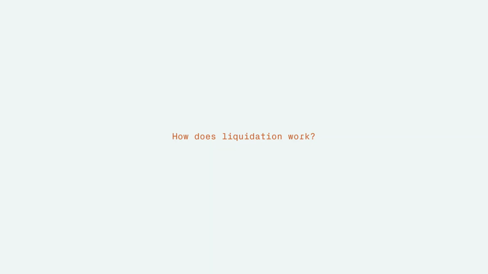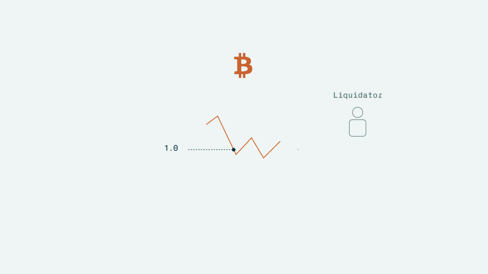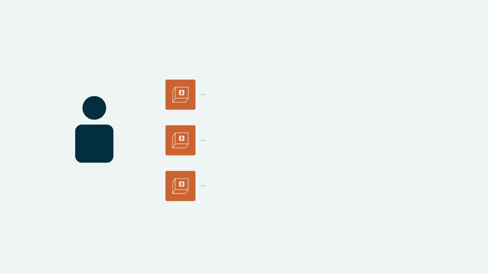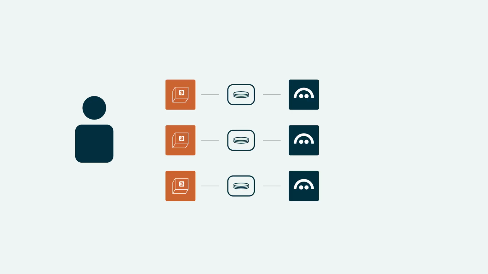How does liquidation work? If the BTC price drops and the health factor falls below 1.0, the position becomes liquidatable. Permissionless liquidators can liquidate the position by repaying the debt. In return, they receive one or more vaults to cover the collateral they are owed. Since vaults are indivisible UTXOs, the liquidator can only seize whole vaults.